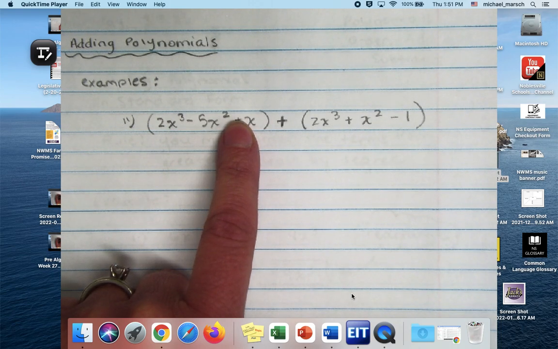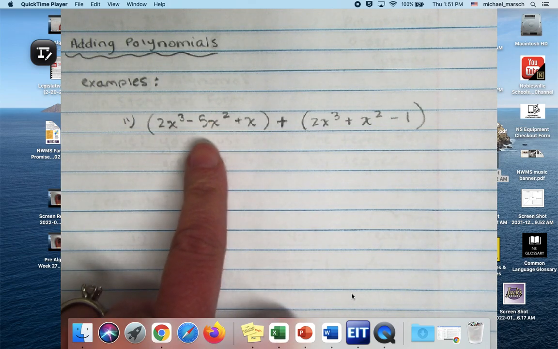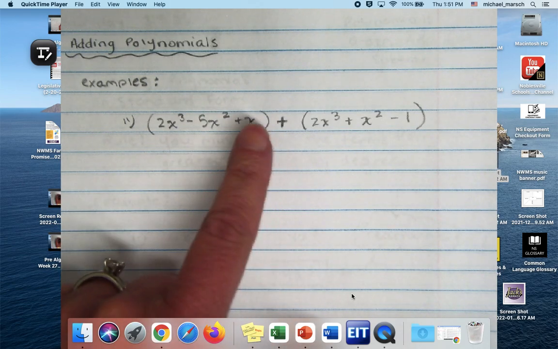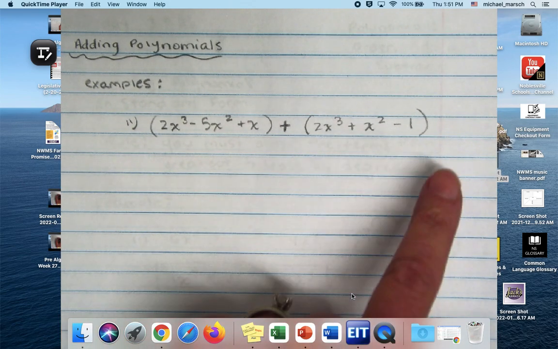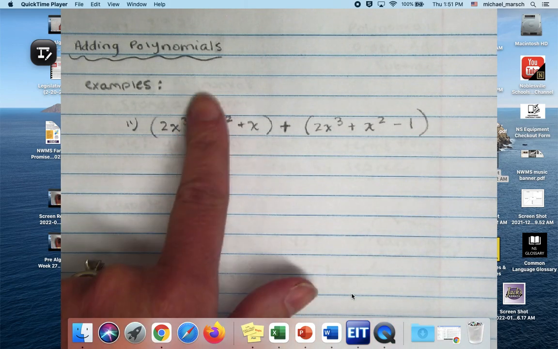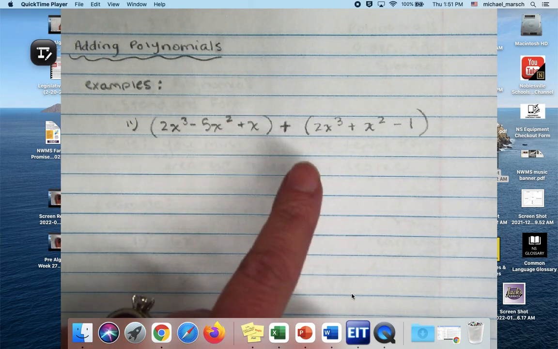Could you add the x squared plus the negative 5x? Sure can, because they have the same variable and same exponent, right? I cannot combine this x and this negative 1 because this is maybe worth 12 and this is not, right? So we have to make sure that they have the exact same exponent and variable in order to combine them, okay?